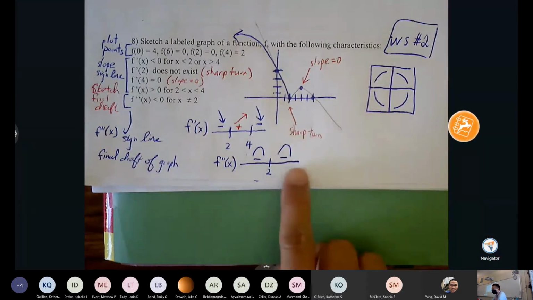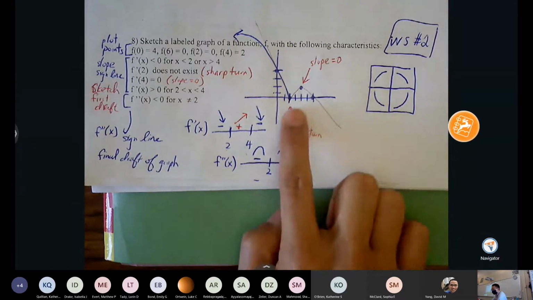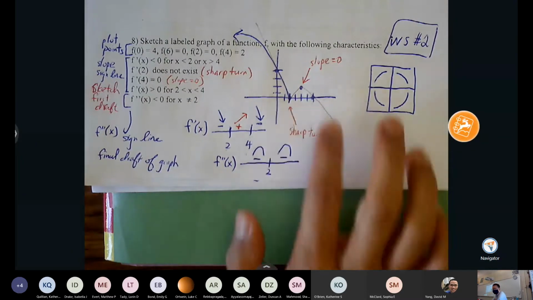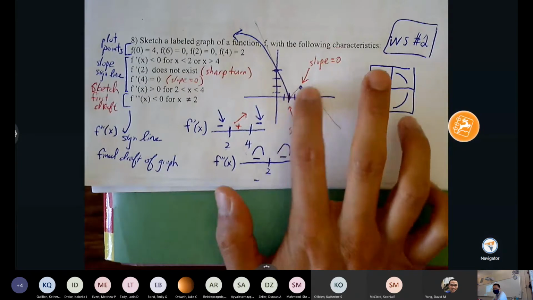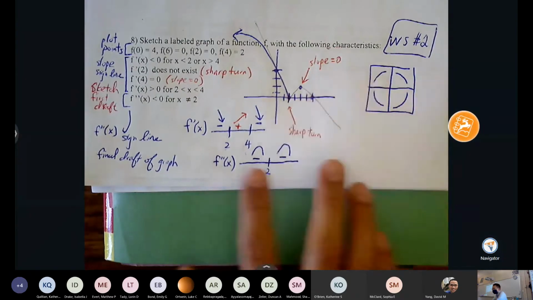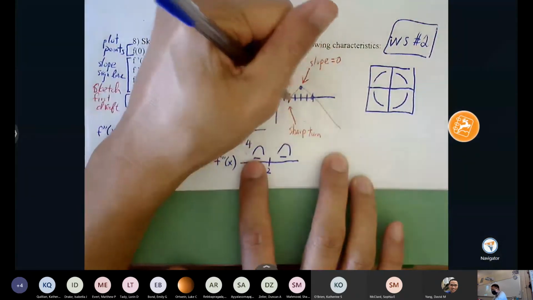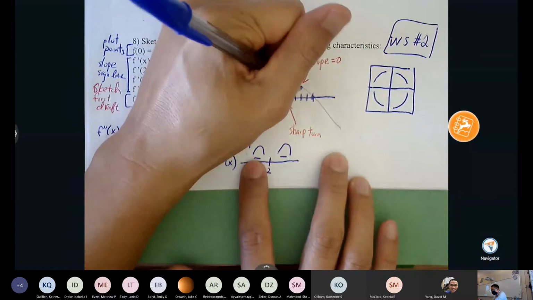Sharp turn at 2, but after that we're going to go back to concave down. So the rest of the graph is going to have that concave down. It's going to be more full. It's going to be more of a parabola opening down. Slope 0, so be smooth at the top.